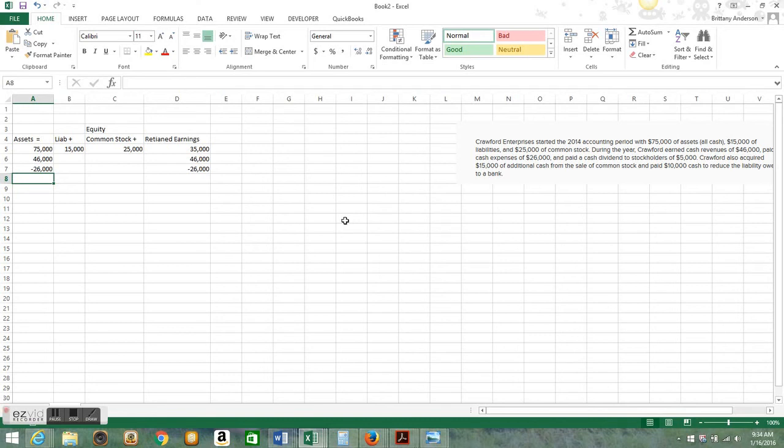Then you have to look at that they paid out a cash dividend to their stockholders. Again, keeping in mind that dividends reduce my retained earnings. We issued common stock as well as we paid a liability to the bank. So when you're all done, you will balance out your accounting equation and it will balance out. If you have any further questions, please let me know.